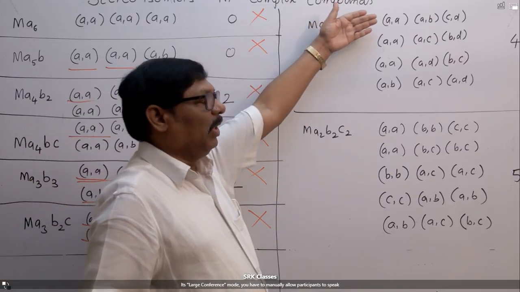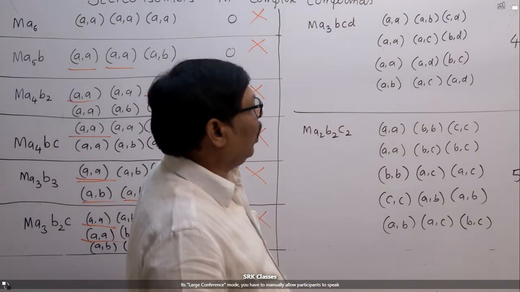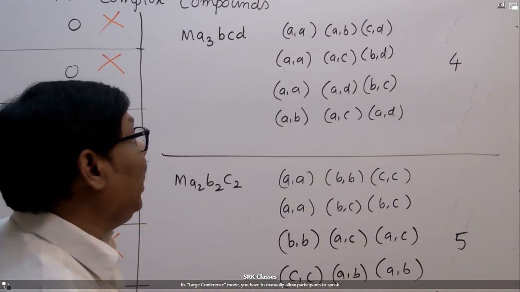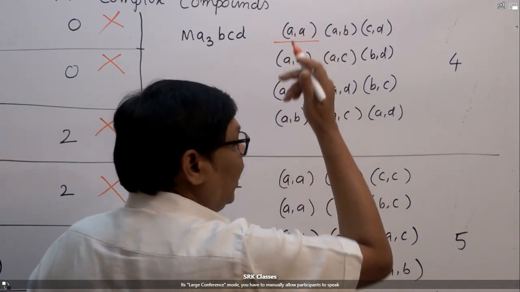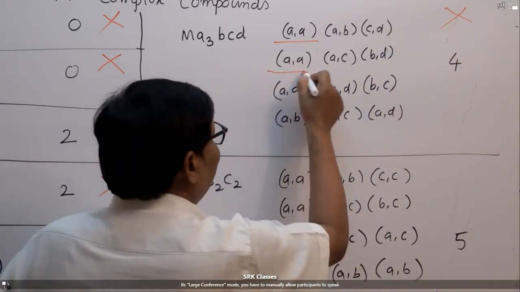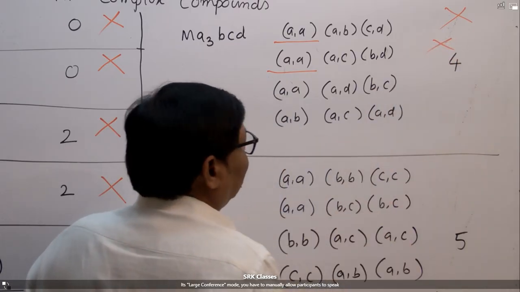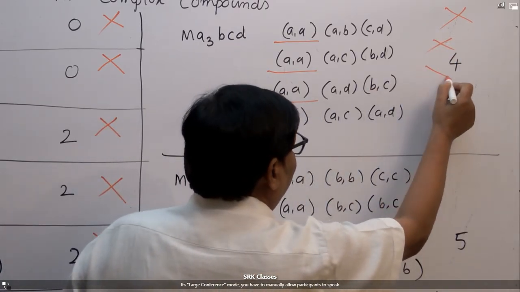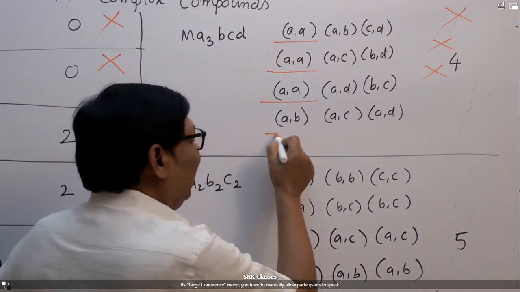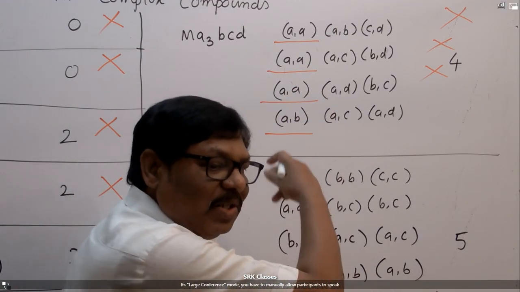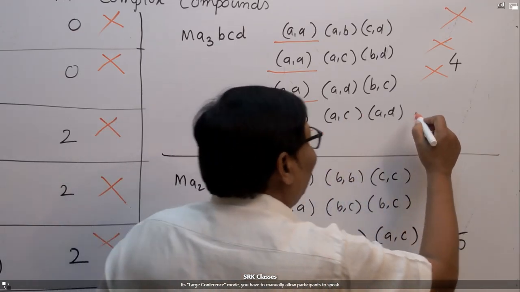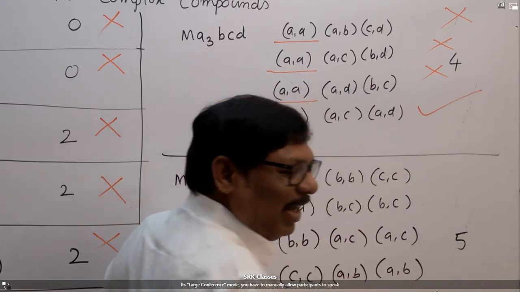Now we'll go for the next compound. Look here, four isomers are possible. But how many of them are optically active? Let us see. A and A is identical, no optical isomerism. A and A is identical, no optical isomerism. Here also A and A is identical, no optical isomerism. But look at the fourth one. AB is different, but it is not repeating. Here AC is different, AD is different. Therefore, it shows optical isomerism.